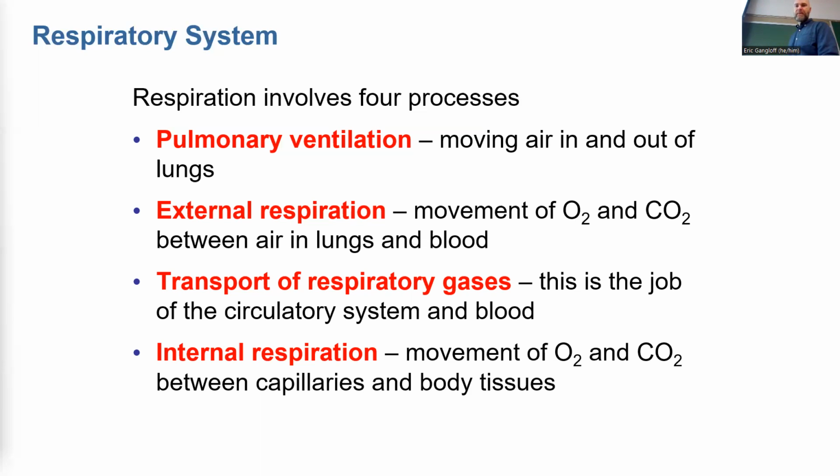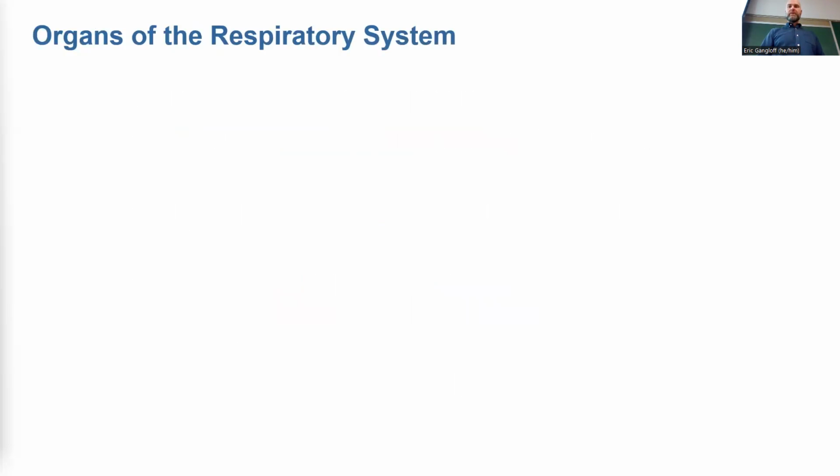Now, to make these steps happen, I want to walk you through the major organs of respiration. We're not going to get into a lot of the physiology involved with these processes. Rather, I just want to talk about the major anatomical structures. So the organs of the respiratory system can be divided into 2 major categories.